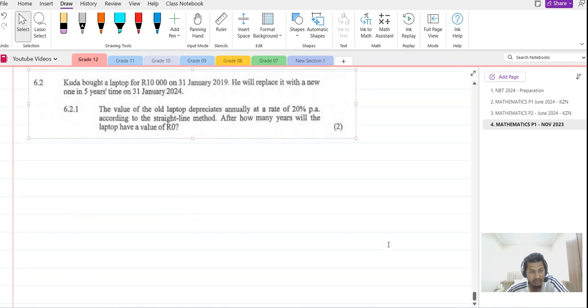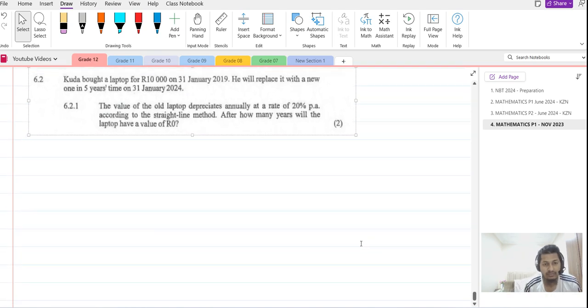Right, so Kuda bought a laptop for 10,000 rands on 31st January 2019. He will replace it with a new one in 5 years time on 31st January 2024. The value of the old laptop depreciates annually at a rate of 20% per annum according to the straight line method. After how many years will the laptop have a value of 0?